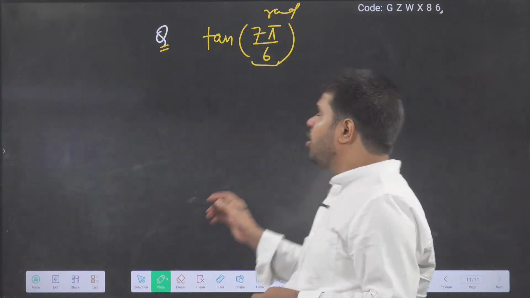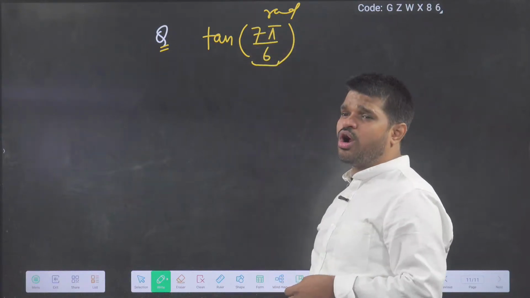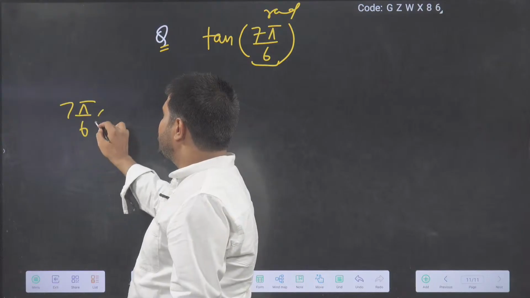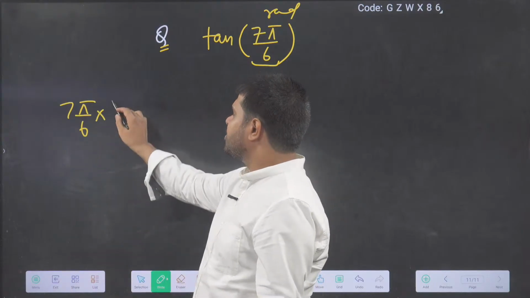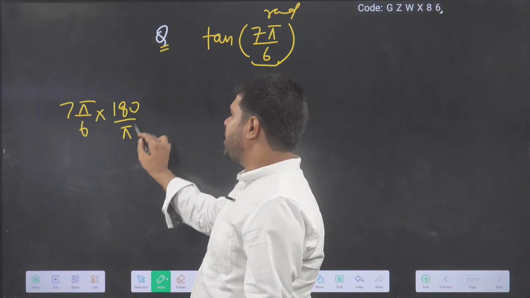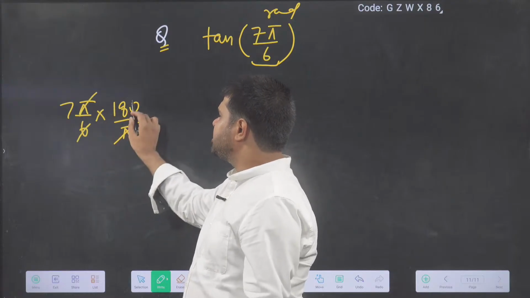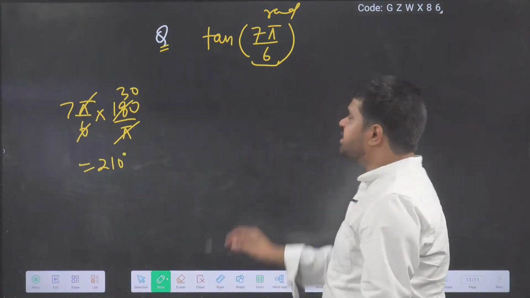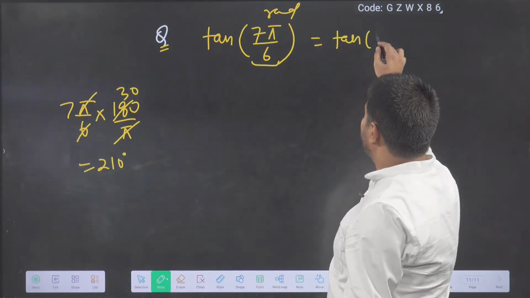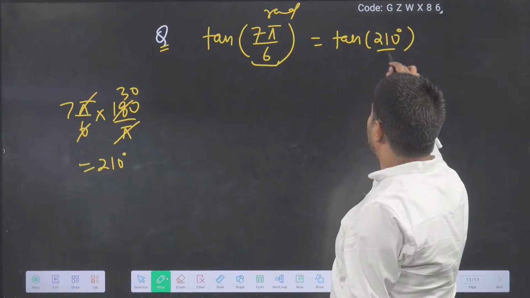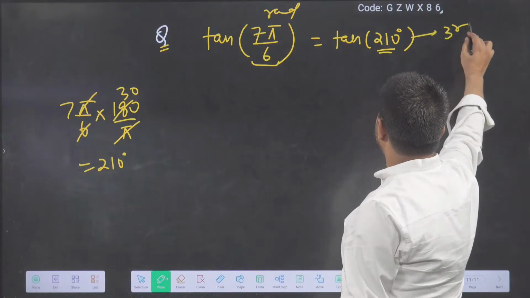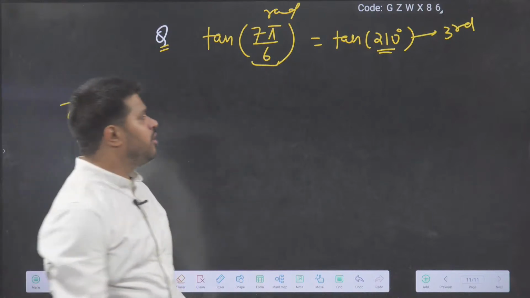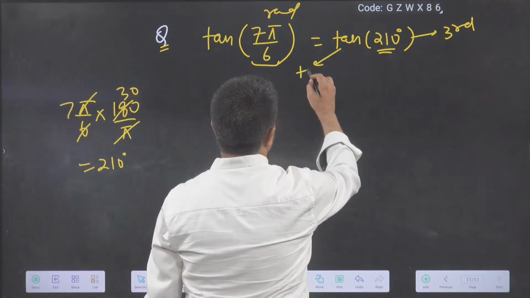Okay, let's do it. First of all, let's convert it into degrees. So 7 pi by 6. To convert it into degrees, multiply it with 180 by pi. 180 by 6 is 30, 30 into 7 is 210. So basically it is nothing but tan of 210 degrees. 210 means third quadrant, so our tan answer will be positive.